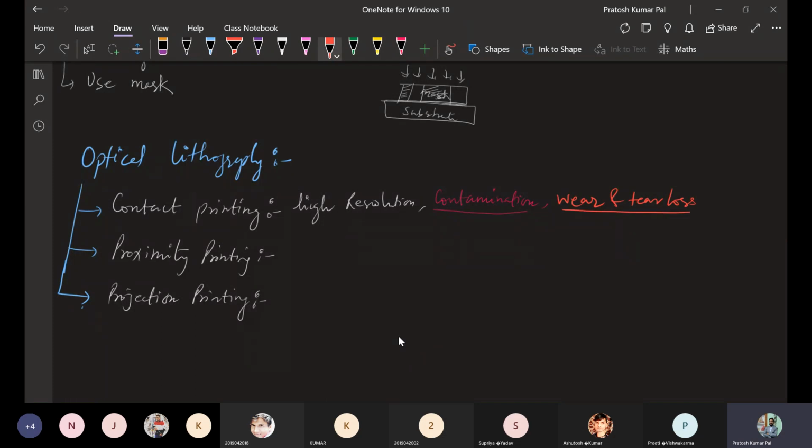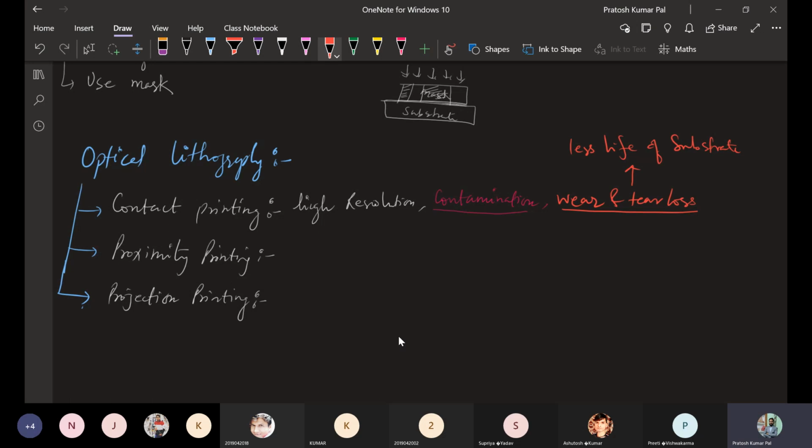Okay, so wear and tear loss means the substrate life is going to reduce as the mask touches the substrate. So wear and tear loss indicates less life of the substrate. The substrate life will be less in case of contact type of printing. Okay, so this was contact printing.